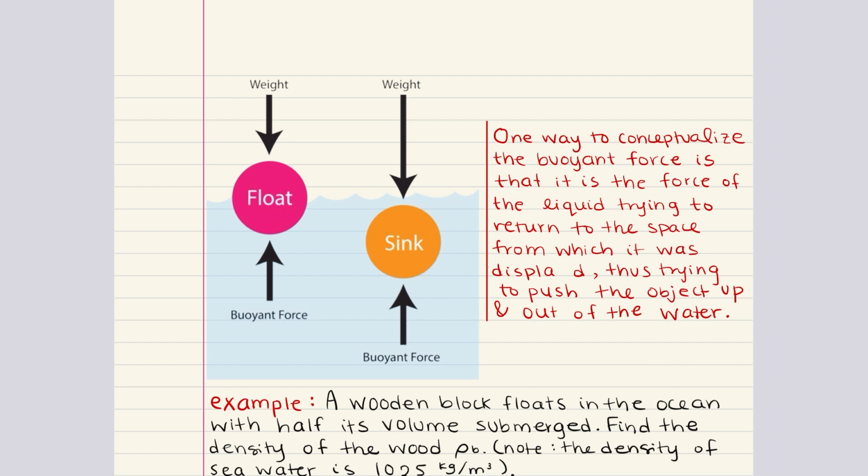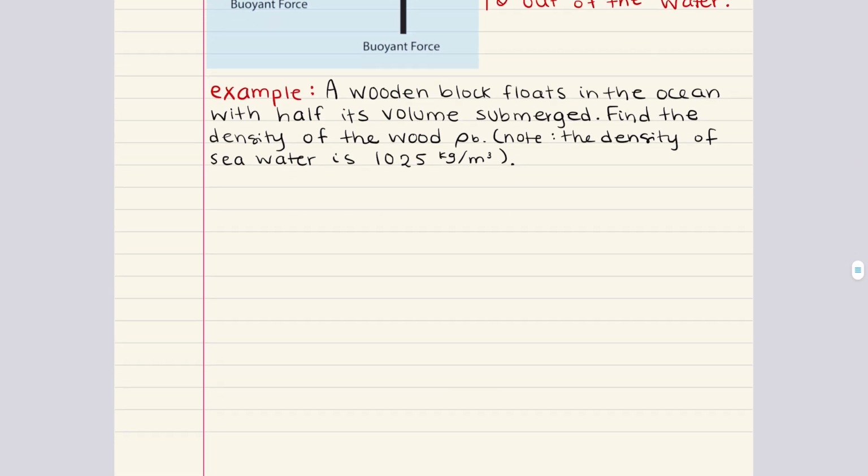So in summary, Archimedes' principle not only explains why objects float or sink, but it also gives us a way to calculate the buoyant force and predict the behavior of submerged and floating objects. With that, let's go ahead and tackle a practice problem together. This problem says a wooden block floats in the ocean with half its volume submerged. Find the density of the wood, and note that the density of seawater is equal to 1,025 kilograms per cubic meter.